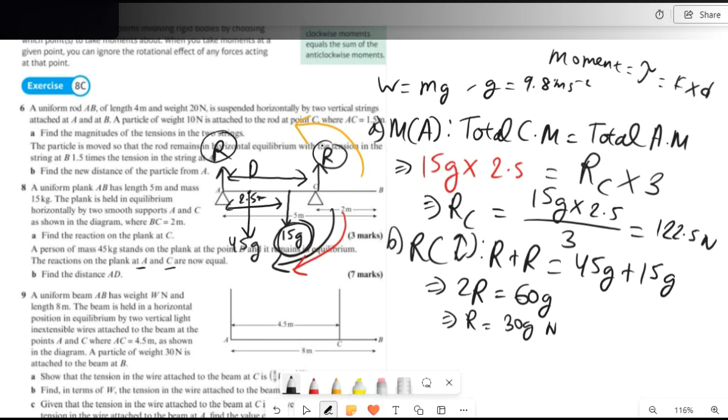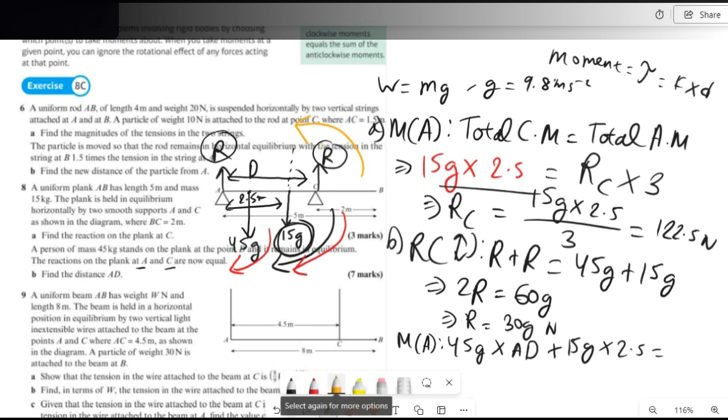Now we can take moments about A again and say that there will be a clockwise moment from 45g, similarly to 15g. So 45g multiplied by the distance AD, which we do not know yet, plus 15g multiplied by 2.5, which is the perpendicular distance from the center of gravity to the point A, just like before, is equal to the anti-clockwise moment caused by the normal reaction at C.